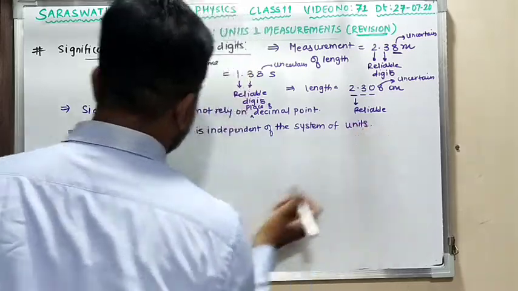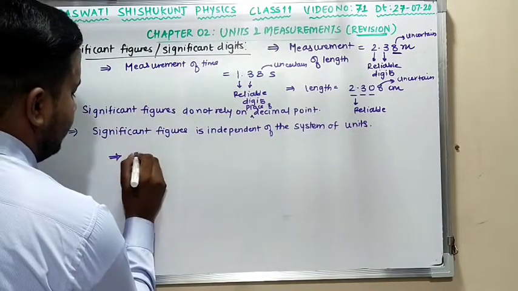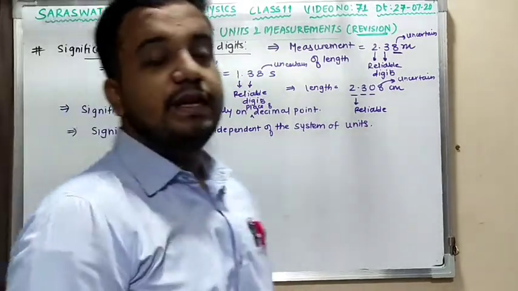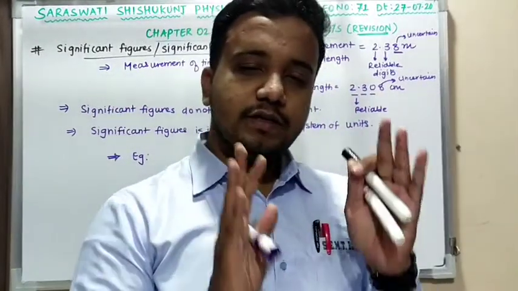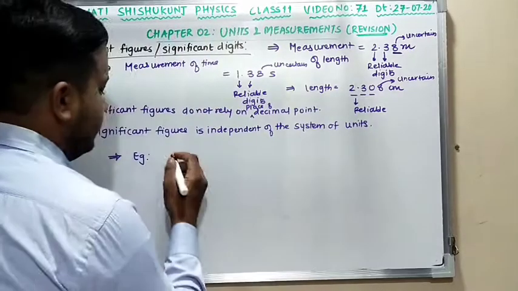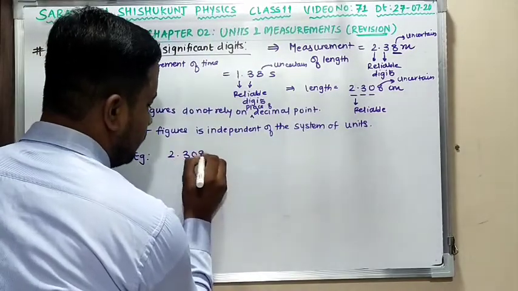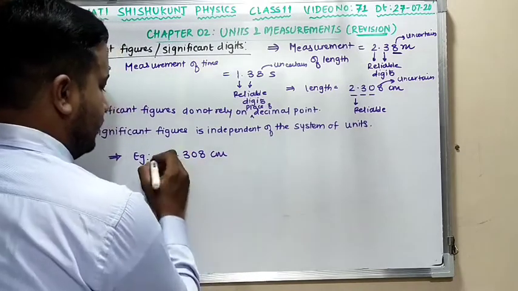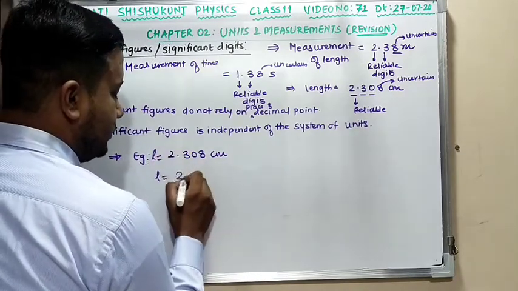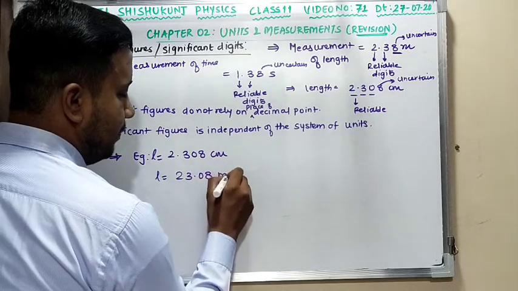Clear? I'll prove this example over here. I'll give you an example and prove that significant figures are independent of the system of units. You'll be able to notice that in various systems the significant figures remain the same. Suppose I'm giving you the value 2.308 centimeter. That is 1 unit. Again I am converting, there is 23.08 mm.